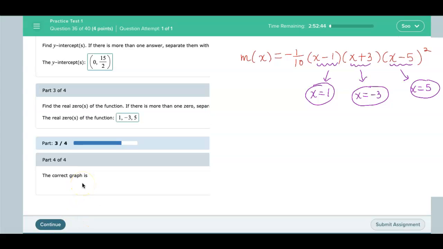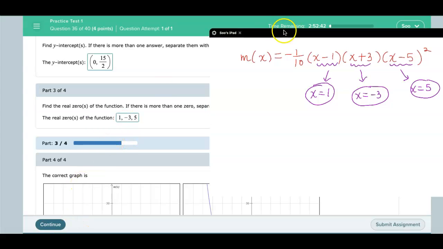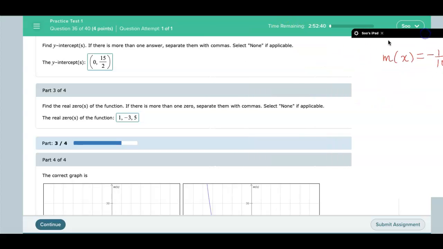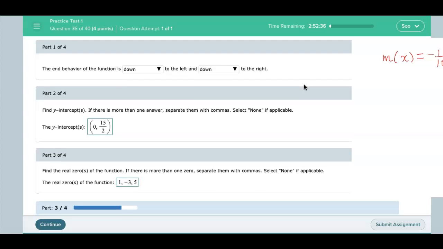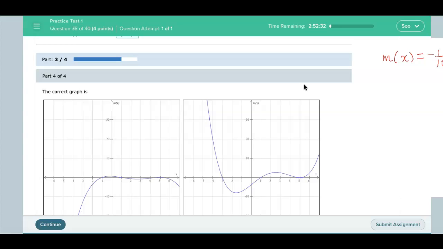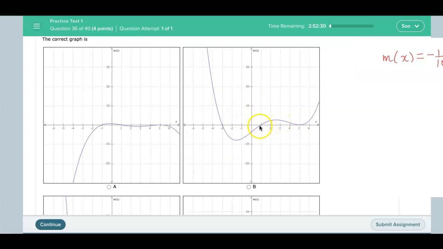And the very last part is to check the graph. Okay, we have everything so far. We have the end behavior, Y-intercept, and the X-intercept. So let me see which one has the zeros at 1, negative 3, and 5. I almost clicked on this one, but I remember the end behavior must be down, down. So maybe this is not going to be B.